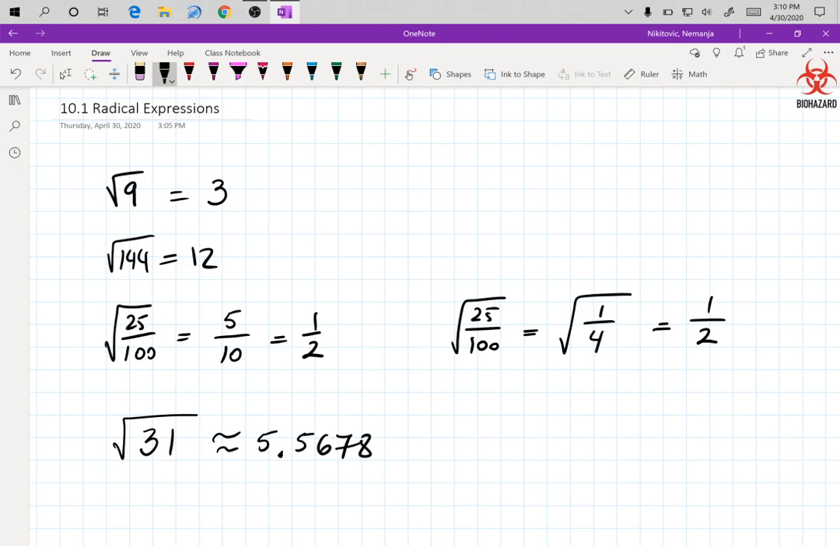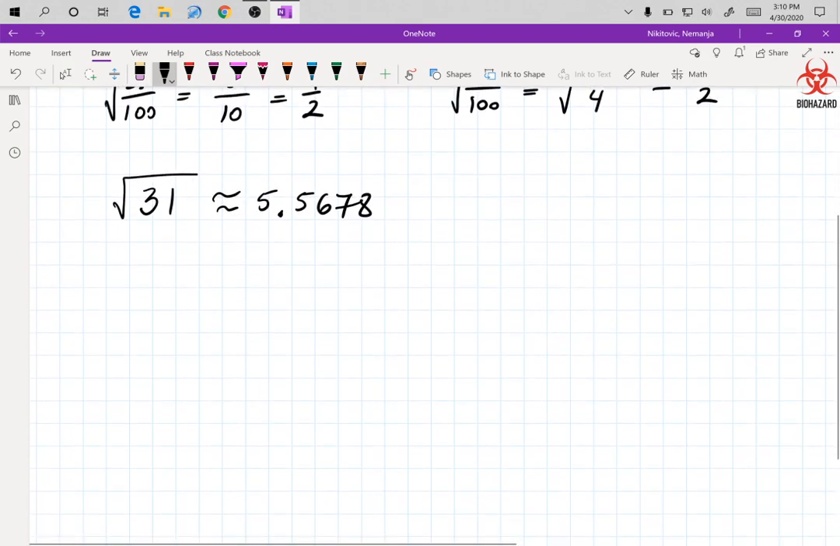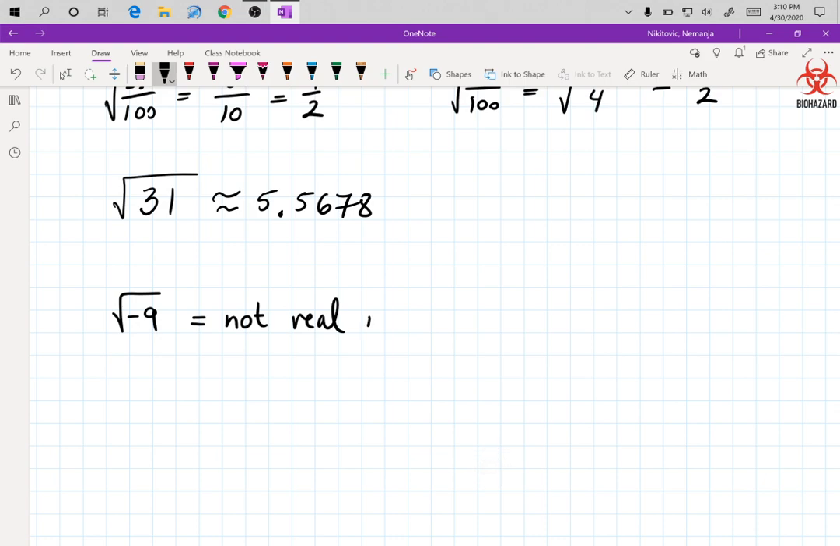So radical expressions, in case of the square root, you can have more than a square root, you can have a cube root and so on, but that's for intermediate algebra. You don't have to worry about it in this course. Now we have to be careful. Square root of a negative number is not a real number.